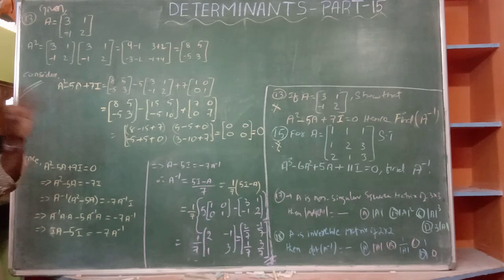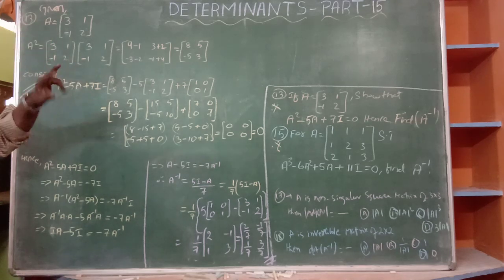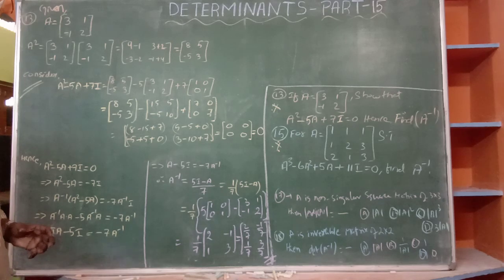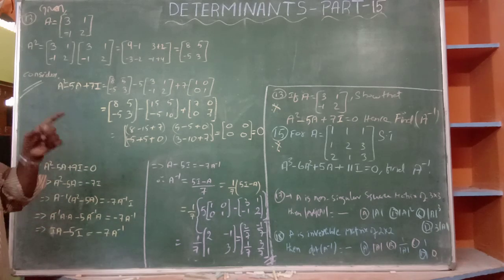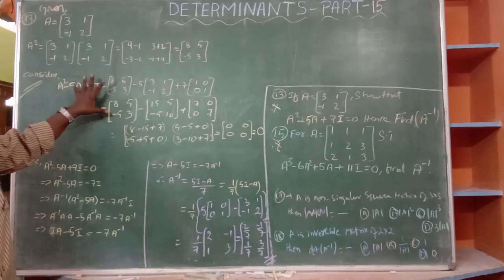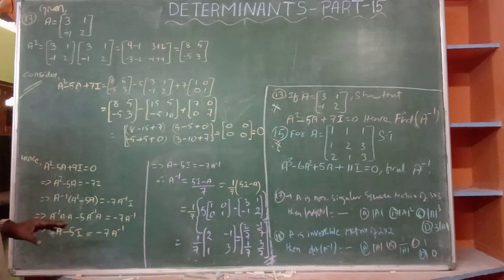Now, by using this expression A square minus 5A plus 7I, I am finding A inverse. Be careful. A inverse we know by finding the determinant of A and adjoint A: A inverse is equal to 1 by determinant A into adjoint A. We get the same answer. But the concept of asking this question in the exercise is that we already proved A square minus 5A plus 7I is equal to 0. By using that expression, we have to get A inverse.